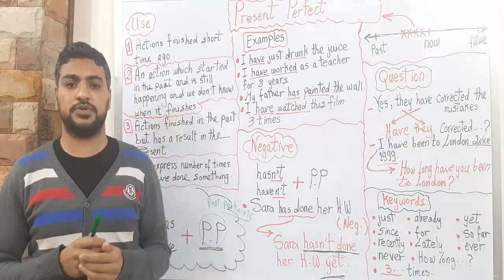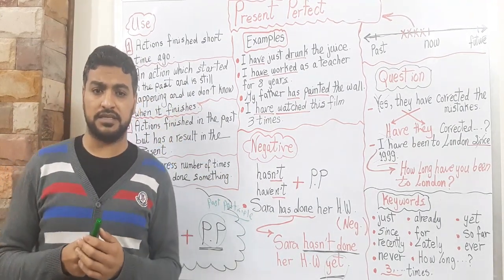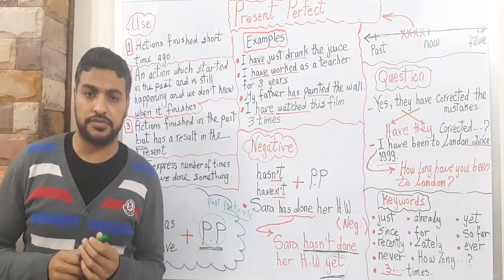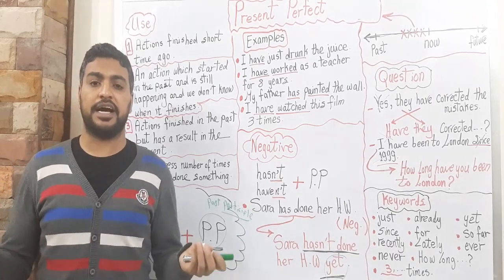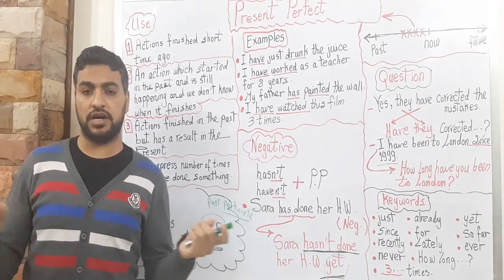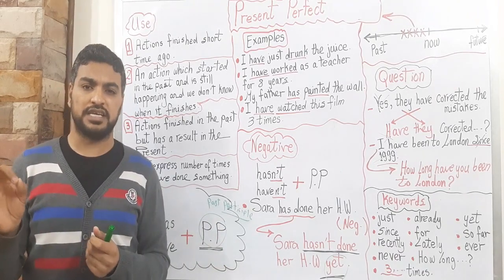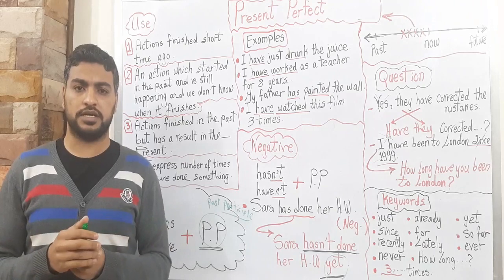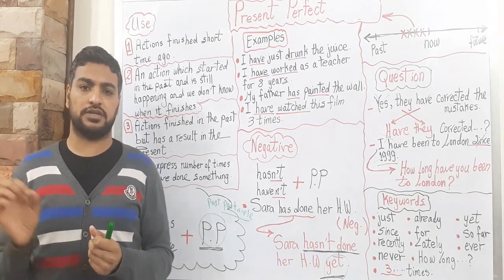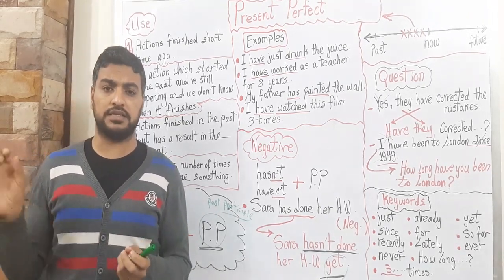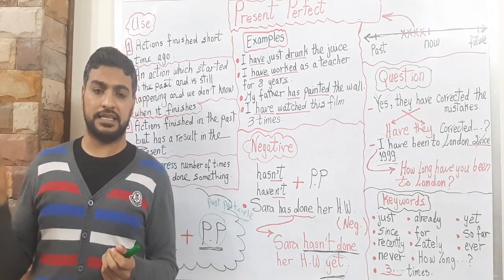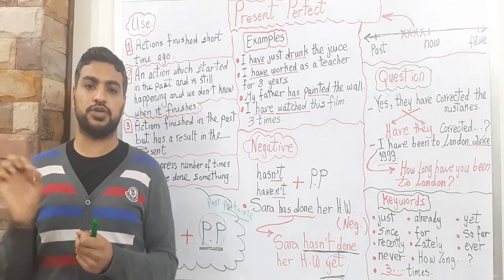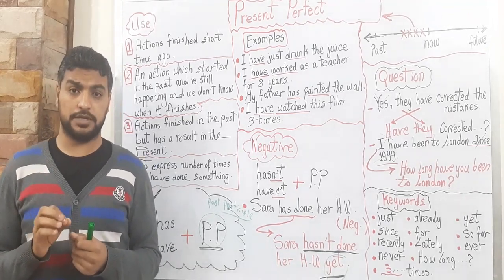So let's discuss the uses a little bit. Number one, I said that actions finished a short time ago. For example, I have just drunk my juice. This happened a short time ago. Someone has just knocked at the door. So we can understand that someone started knocking in the past, three minutes ago, and it happened a short time ago. So we can use present perfect.